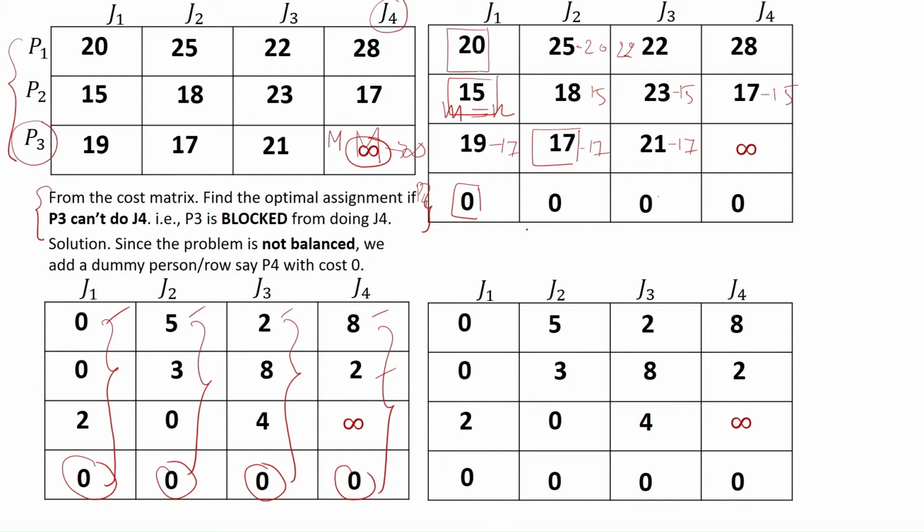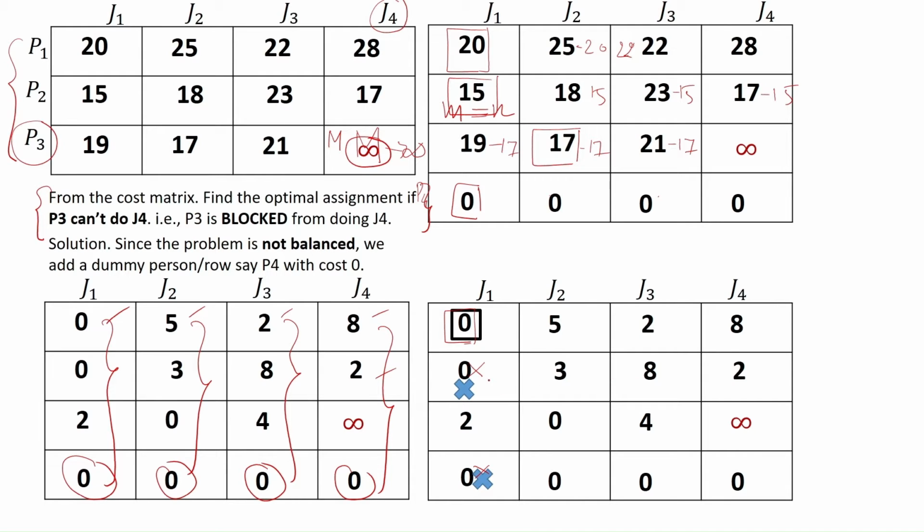Now we can try to find the allocations. How do you do the allocations? Starting from the rows, I start from the first row. If I see a single 0 in this row, I mark that 0. And if I mark this first 0, then I also need to cross out any other 0 in that column. So this is the first allocation, and I've crossed out the other zeros in that column.